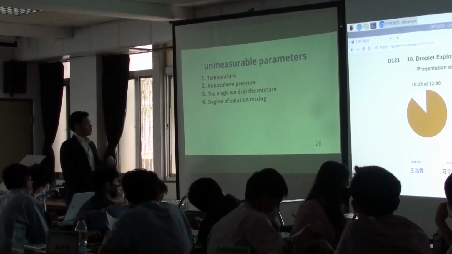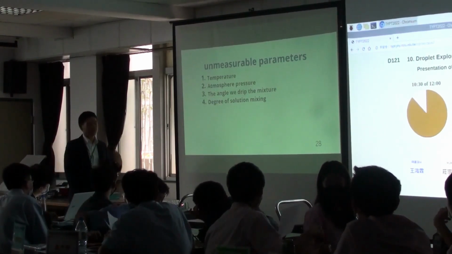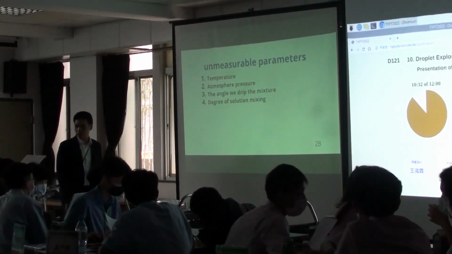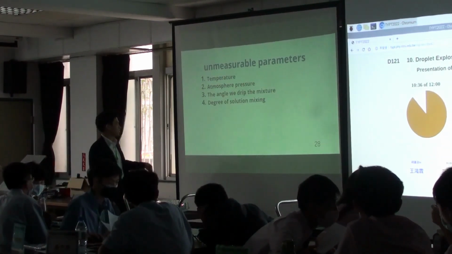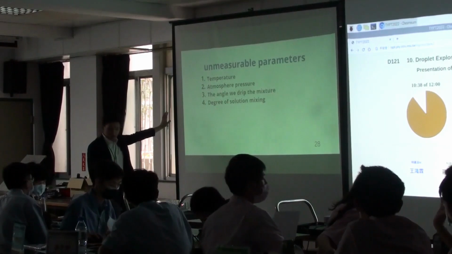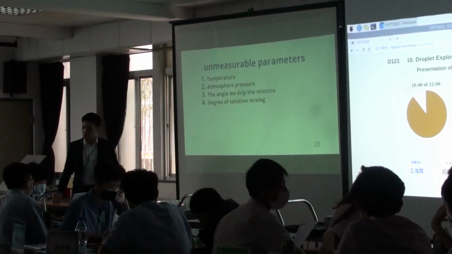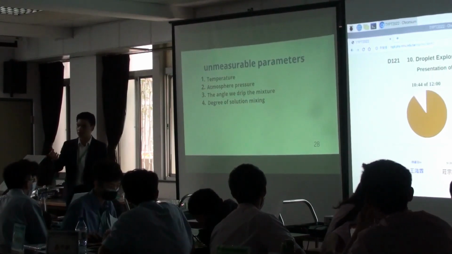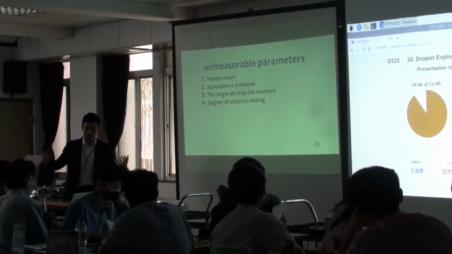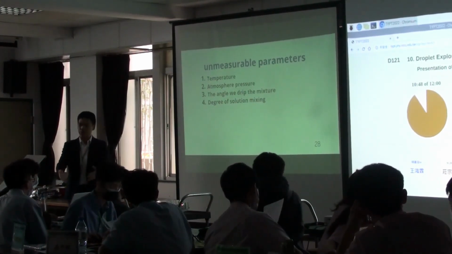However, we acknowledge that there are several unmeasurable parameters that we have not been able to consider in our current experiment. First is temperature. We just control it at room temperature, and it's hard to control the droplet temperature and the dish temperature at the same temperature so that we can investigate its effect. So we just let it be at room temperature.